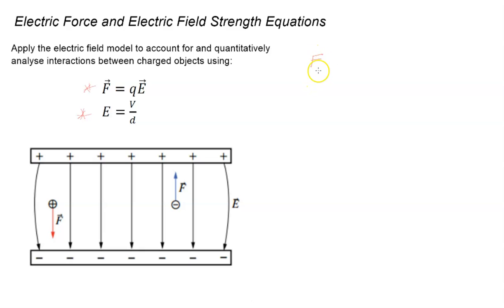We have the electric force, I'll give it a subscript E, is the force experienced on the charged particles within the electric field. And the units are in newtons. Q is the charge on the particle. This is in coulombs.